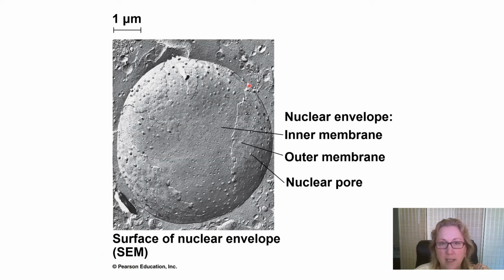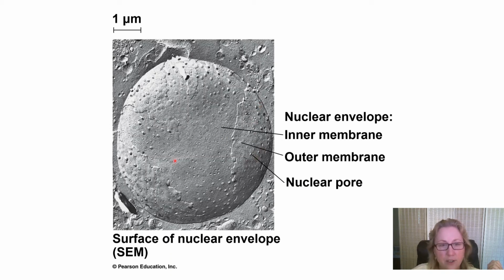So what we can see here is a three-dimensional surface of the nucleus where part of the nuclear envelope has been torn away. You can see this kind of tear here and here. What we can see over here is the outside of the outer nuclear membrane. Remember, a nuclear envelope is two membranes. So here that is the outer membrane. We can see these little bumps here. Those are the nuclear pores.